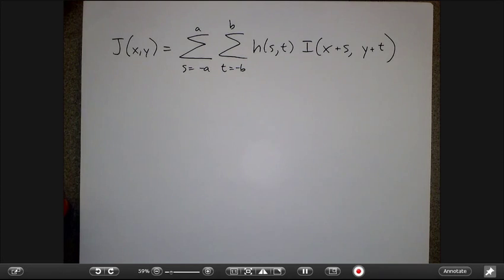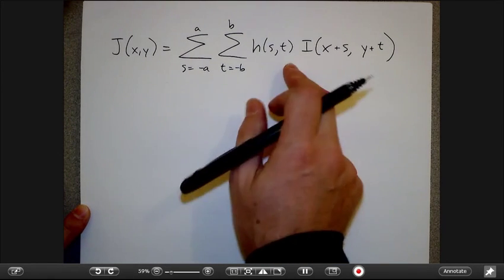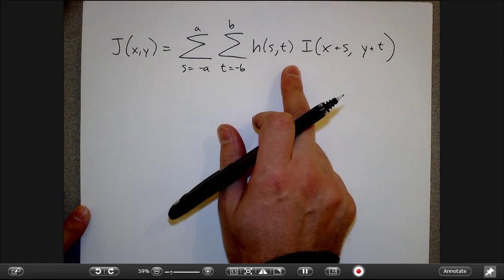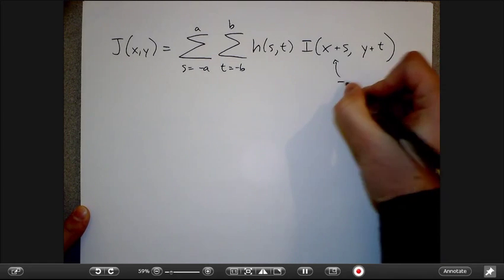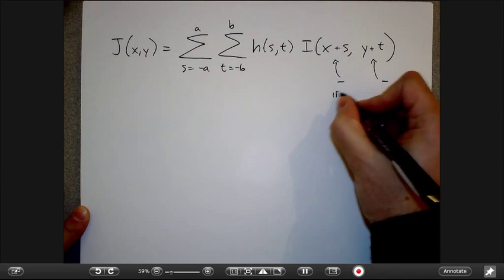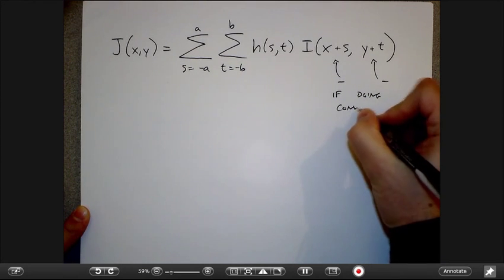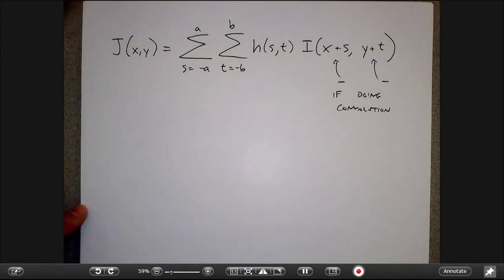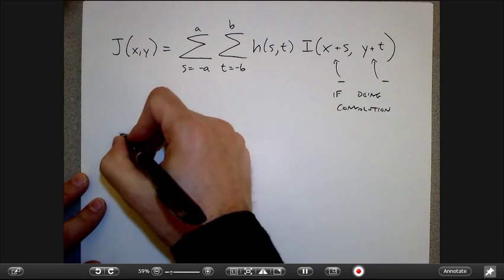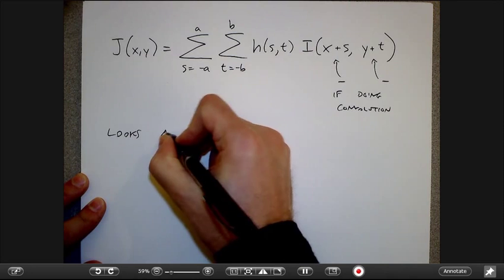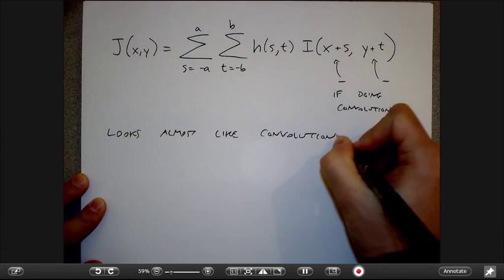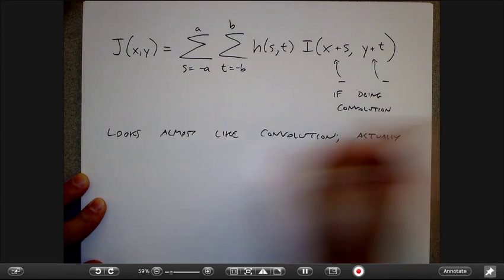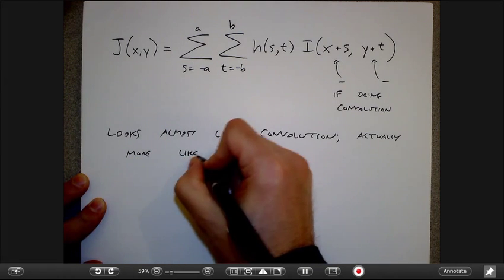Okay, so this process, right, is pretty similar looking to the equation for convolution, right? The only difference is that if we were doing convolution, this should be a minus sign and this should be a minus sign, right? Instead, what we're doing actually is more like a discrete version of correlation, right? So let's just say it looks almost like convolution. It's actually more like correlation.